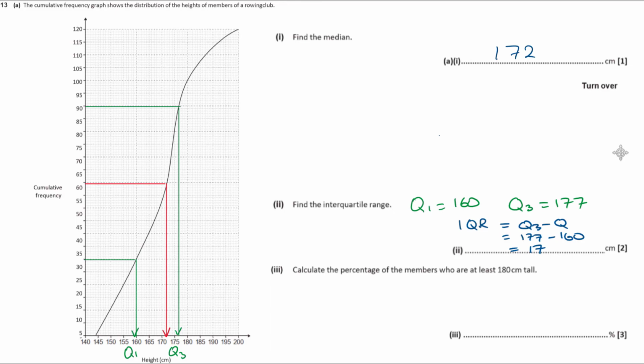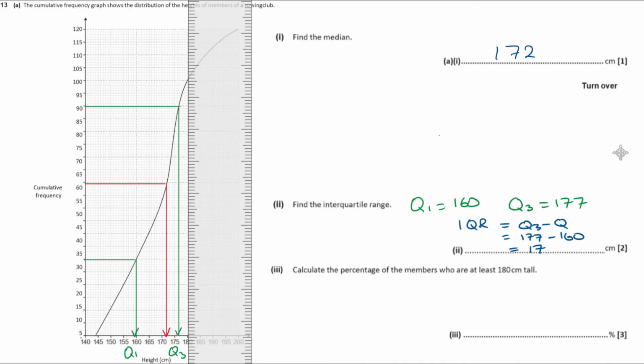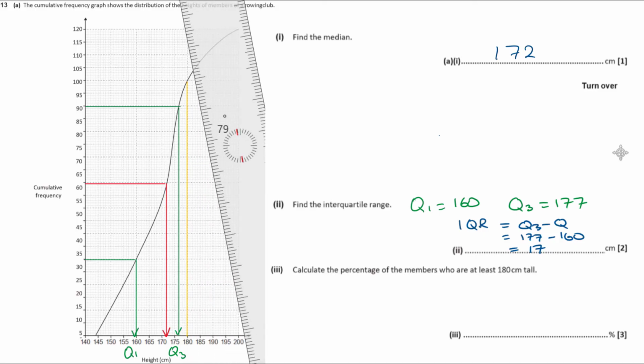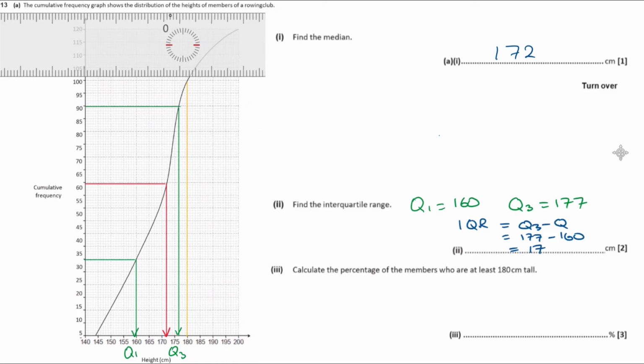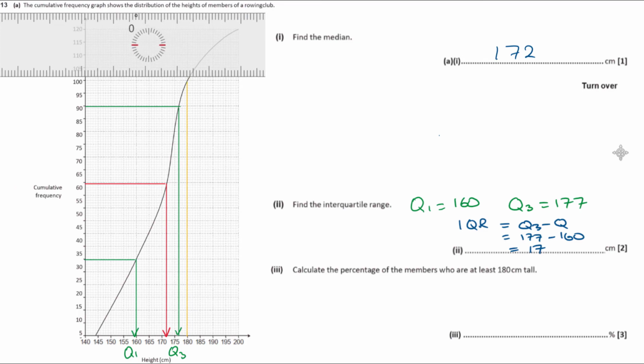Okay, so far we've been reading the cumulative frequency across and then down to find the actual heights. This time we're going to have to go the other way around. So we're going to have to find our height of 180 centimeters, which is here on the graph. And this time we're going to read up to the graph and across. Okay, so reading up from 180 till we hit the curve, and then turning and reading across. That seems to be bang on 100 for mine.